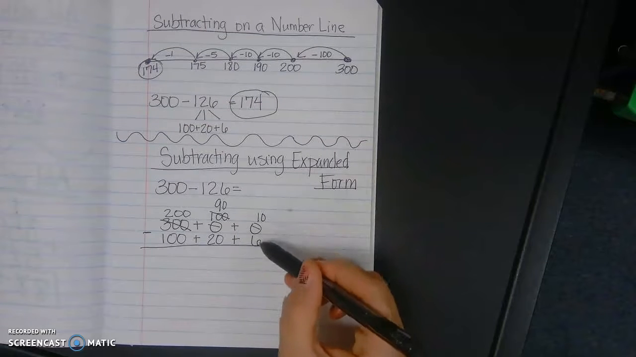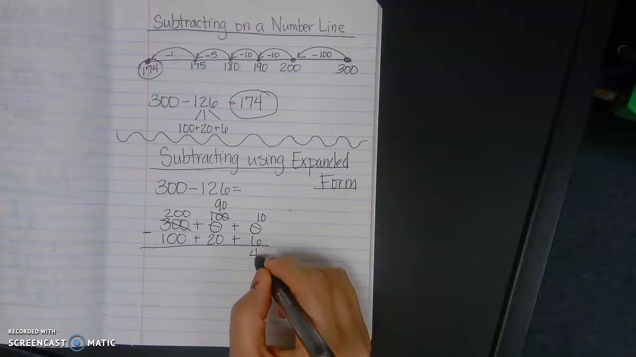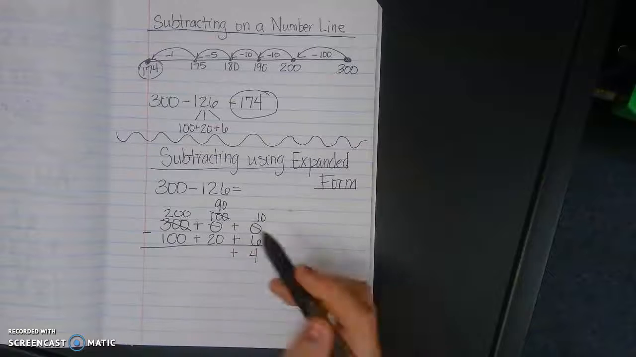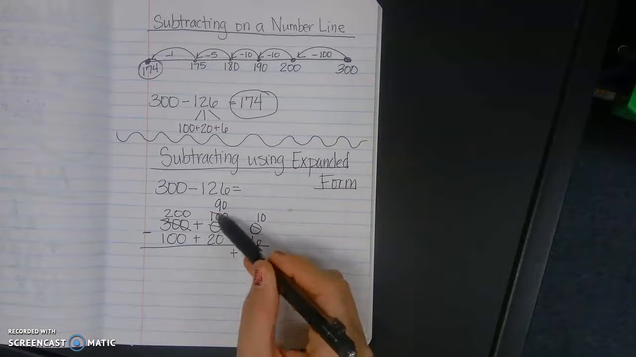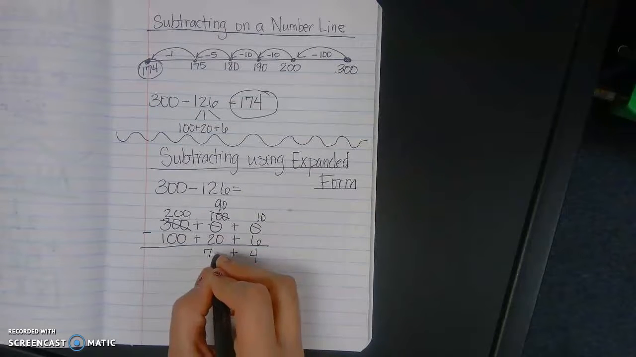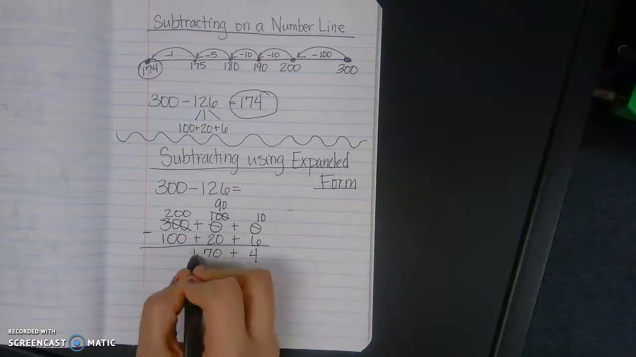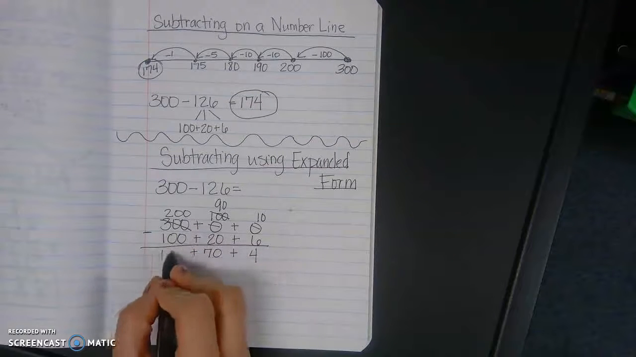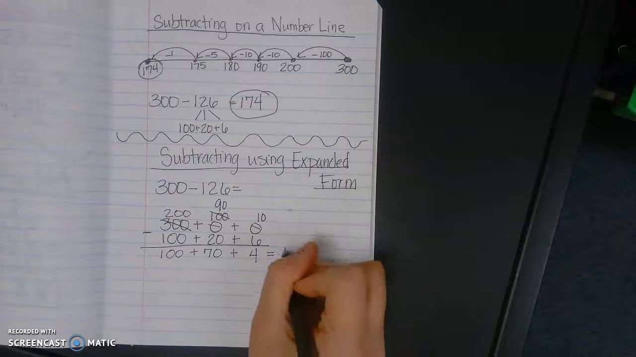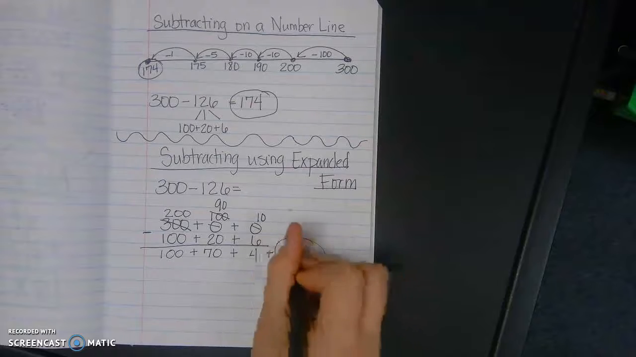So 10 minus 6 gives me 4. 90 minus 20, 9 minus 2 is 7, so 70. And then 200 minus 100, 100. So when I add it up, 174.